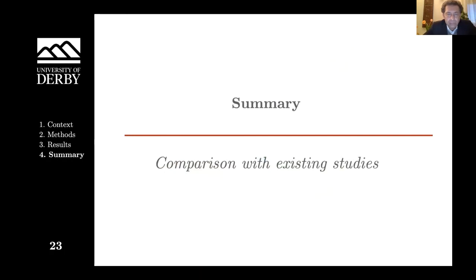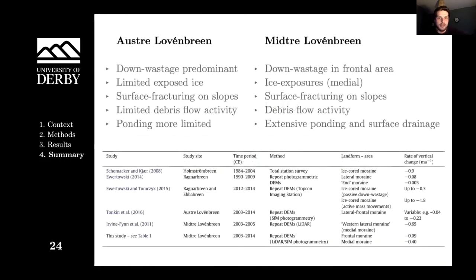If we start to think about some of the comparisons with existing studies, and some of the implications of this work, we have Östra Löwenbräu, a site where there is limited exposed ice, and downwastage appears to be the predominant process occurring, leading to more moderate rates of landform transformation. But we still have that spatially variable situation where there is more buried ice or higher ice content in the lateral sections compared to the frontal sections.